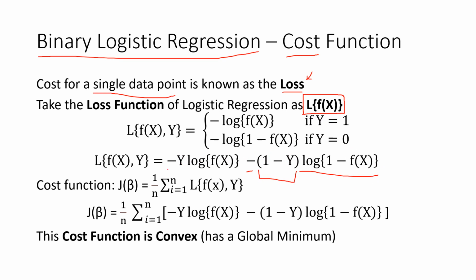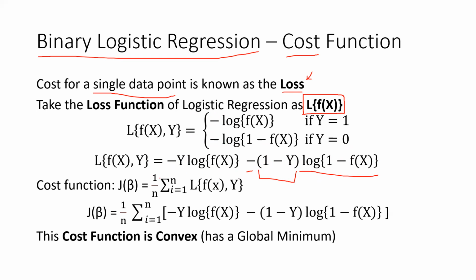When y is 1, this term will go to minus log f(x), which is this term, right? When y is equal to 0, this term will go to 0. And this term, because y is 0, only 1 minus y is there, so it becomes minus log(1 minus f(x)). So the same relationship is expressed in a different way, right? Instead of using two conditions, we can explain it in a single line using this technique.